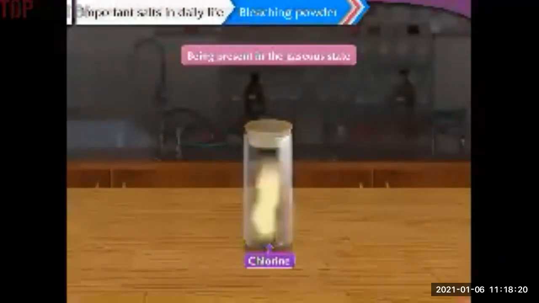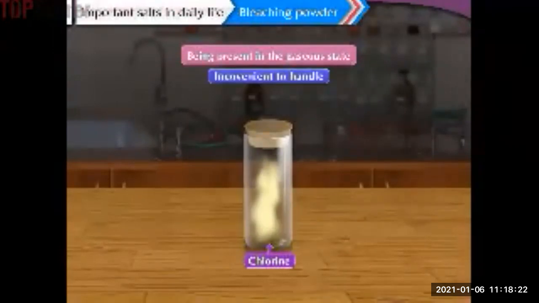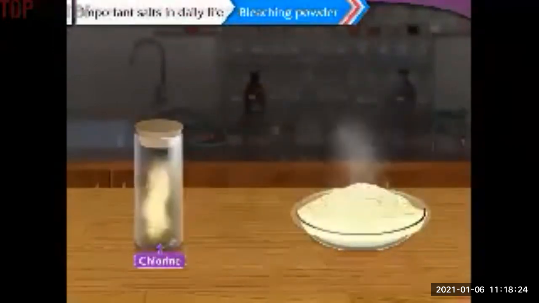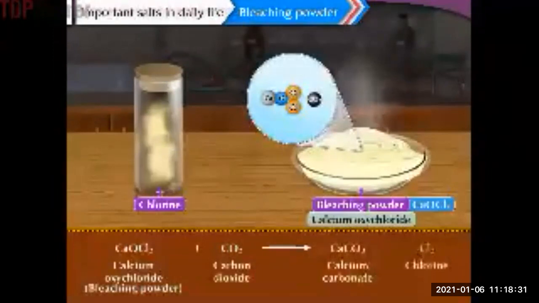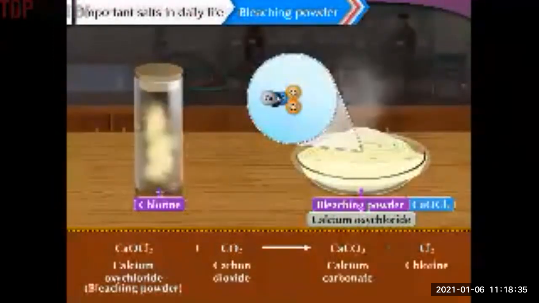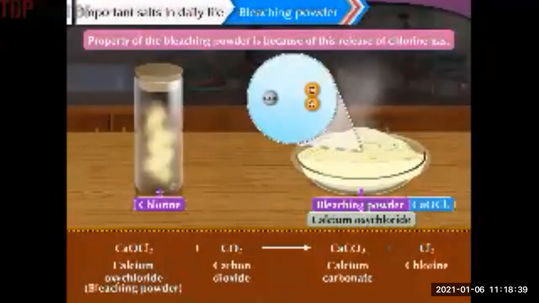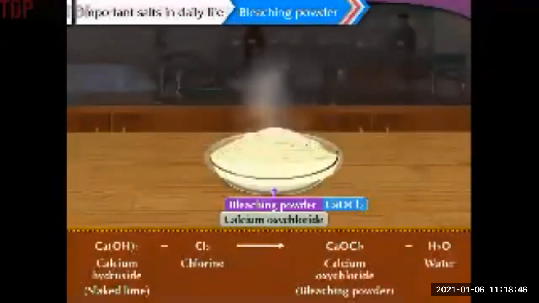Chlorine, being present in the gaseous state, is inconvenient to handle. Instead, the solid bleaching powder, which has the same effect, is more convenient to use. Bleaching powder undergoes slow decomposition due to the carbon dioxide in air, and chlorine gas is released. The property of the bleaching powder is because of this release of chlorine gas. Bleaching powder is obtained by the reaction of chlorine gas with slaked lime.